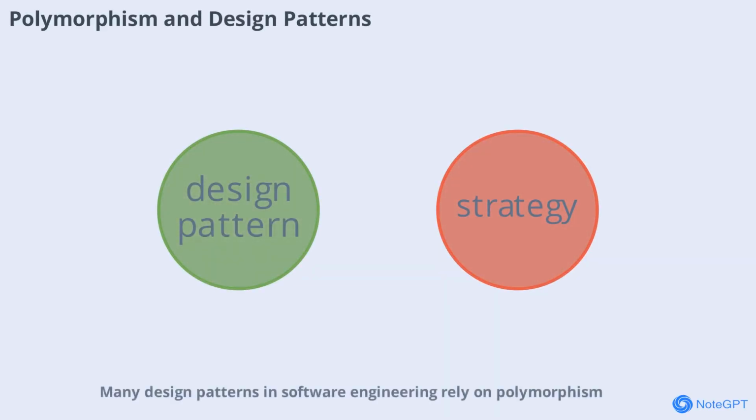Many design patterns in software engineering rely on polymorphism. Patterns like strategy, state, and command use polymorphism to allow objects to change behavior at runtime. By leveraging polymorphism, these patterns enable flexible and maintainable code structures, making it easier to adapt to new requirements.